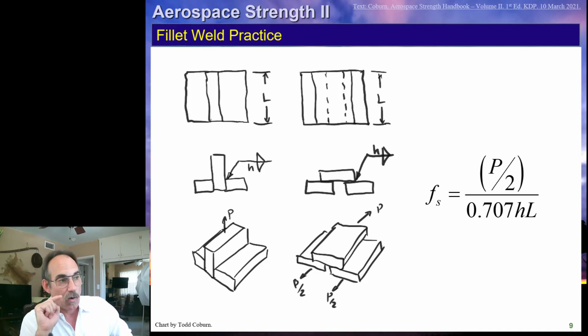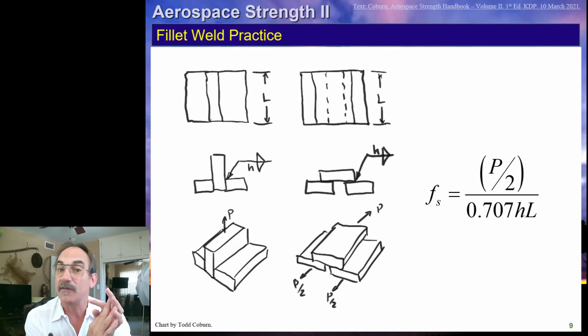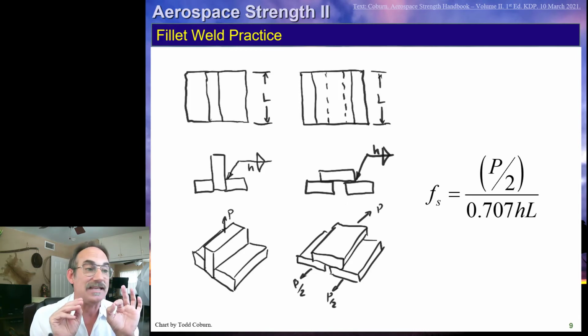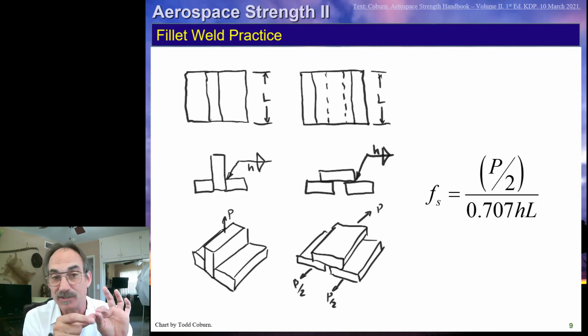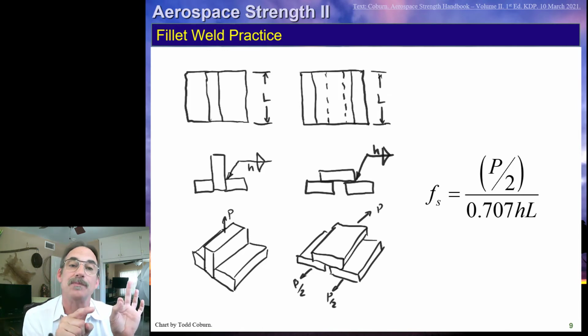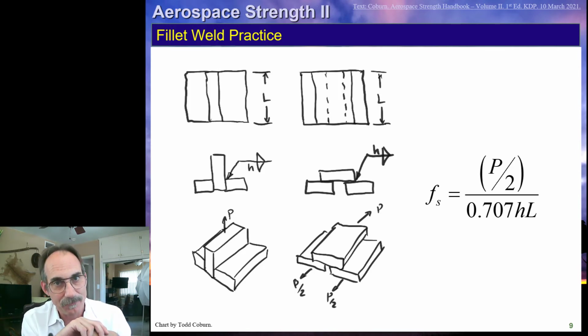Okay? So if we look at an isometric, that's that picture down below. If we apply a vertical force on this, we can see that's going to be reacted by our two welds. Since this load looks like it's acting right through the centroid of that weld pattern, we can just say that the force per weld is just P over 2. The area of the weld is 0.707HL. So our shear stress is just P over 2 over 0.707HL. Got it?